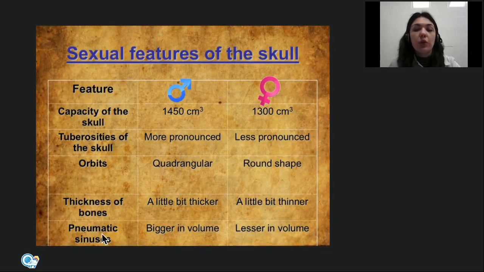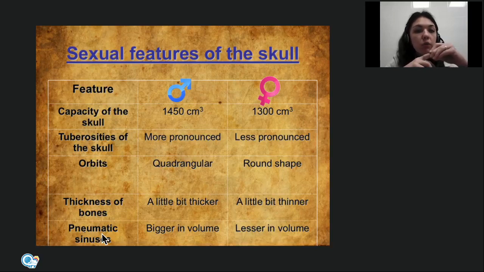We also have to know the sexual features of the skull. What is the difference between male and female skulls? First of all, the capacity of the skull is slightly larger in males. It is 1,450 cubic centimeters in males against 1,300 cubic centimeters in females. It is due to the general difference in sizes of males and females. Males are usually larger than females, and it certainly doesn't affect intellectual abilities in any way.